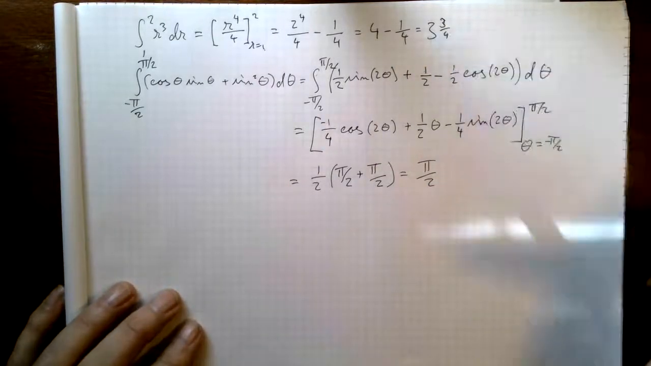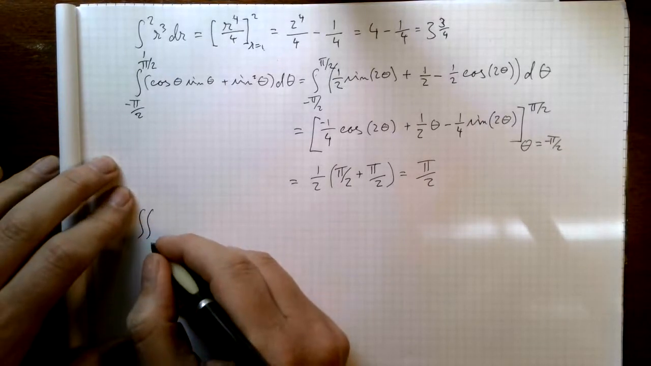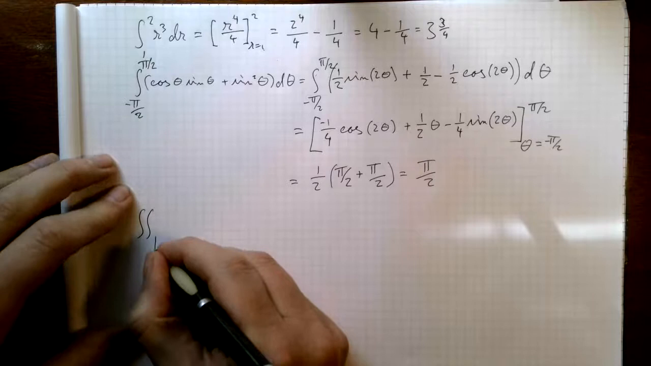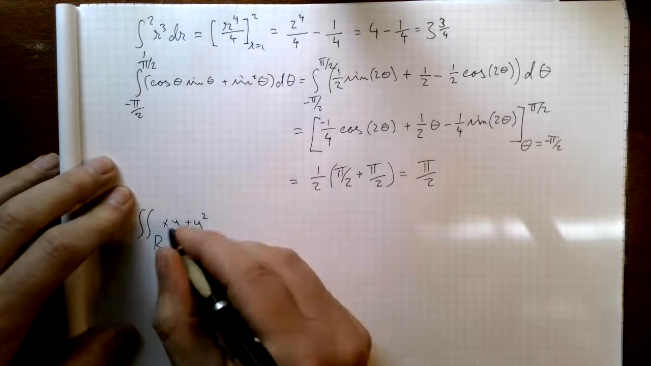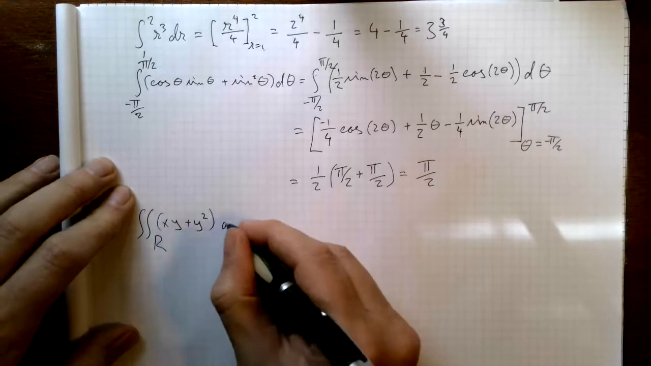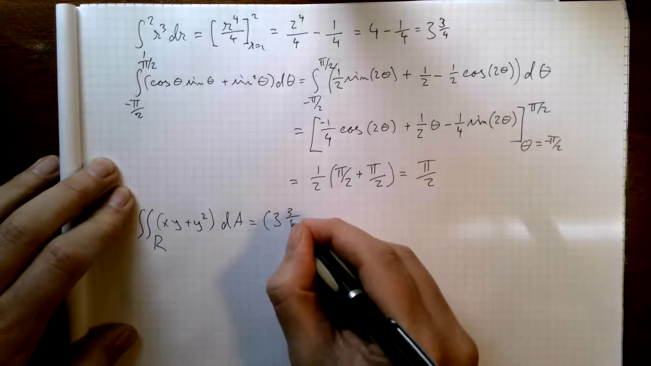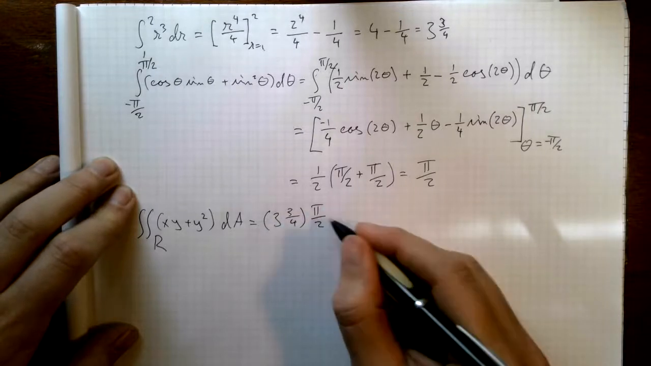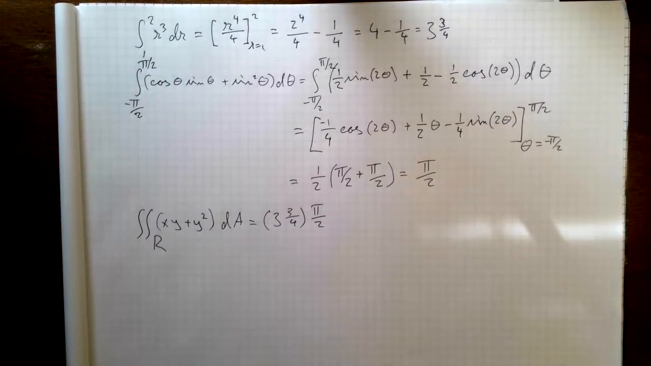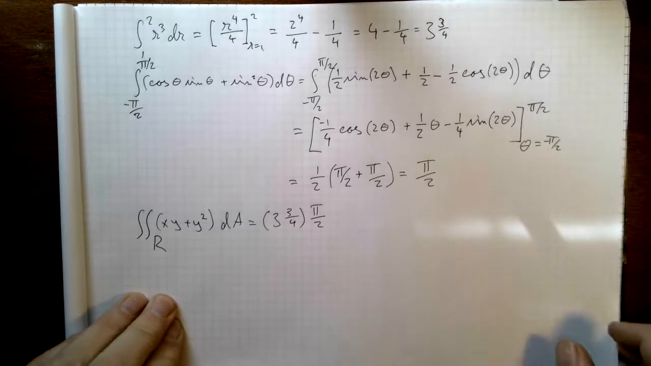Unless I made a mistake somewhere, we have that this is pi over 2. This was 3 and 3/4. So if everything was done right, let's hope it was, I'll leave it up to you to double check my work. This was 3 and 3/4 times pi over 2. Whatever it is. We don't have to simplify that anymore. That's just what it is. That's not too bad.